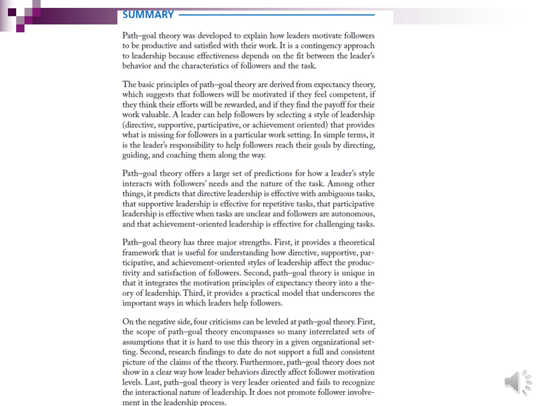A leader can help followers by selecting a type of leadership from directive, supportive, participative, and achievement oriented. It provides what is missing for followers in a particular work setting. In simple terms, it is the leader's responsibility to help followers achieve their goals by directing, guiding, and coaching them along the way. Path goal theory offers a large set of predictions for how leader style interacts with the followers' needs and the nature of the task.